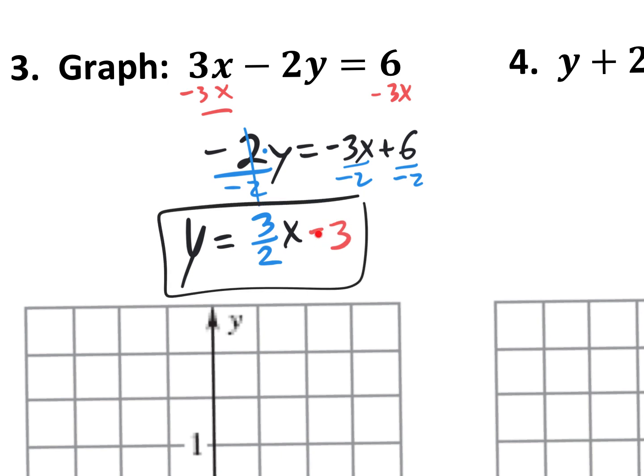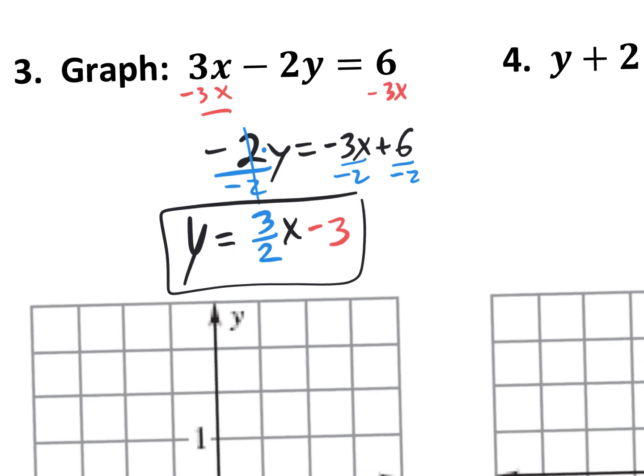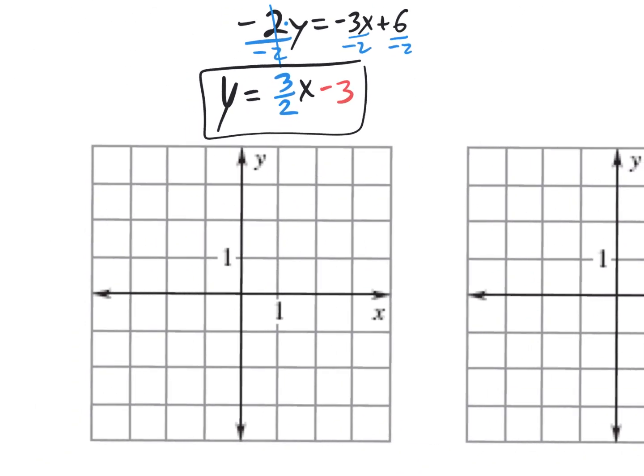We know that it crosses the y-axis at negative 3. And from that point, I rise 3 and I run 2. So it crosses at negative 3. And from that point, I rise 3, 1, 2, 3, run 2, and put a dot right there. Why did I rise 3 and run 2? Because it's rise over run. The slope tells us to rise 3 and run 2 from that b value of negative 3.